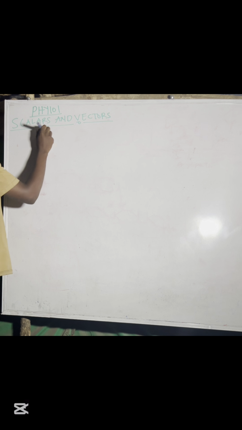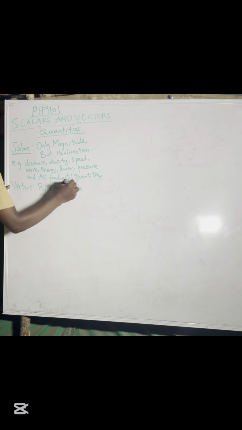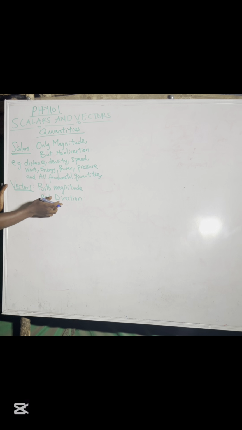Vectors have both magnitude and direction. So quantities that have both magnitude and direction are referred to as what? Vector quantity.